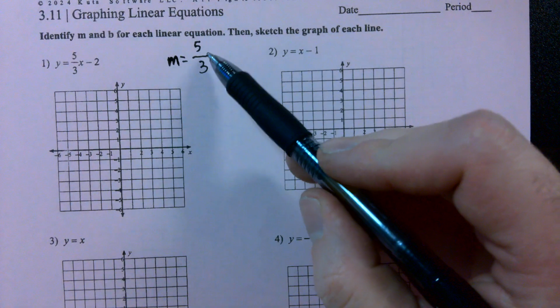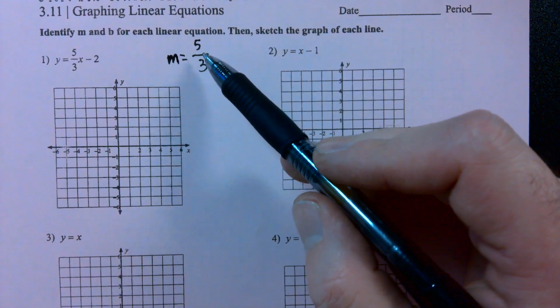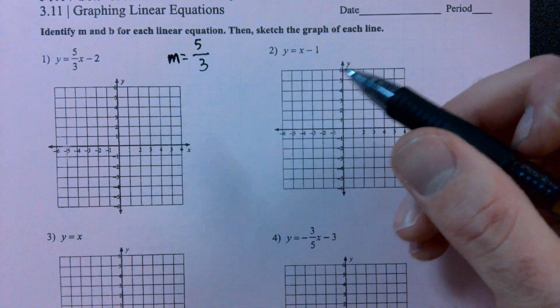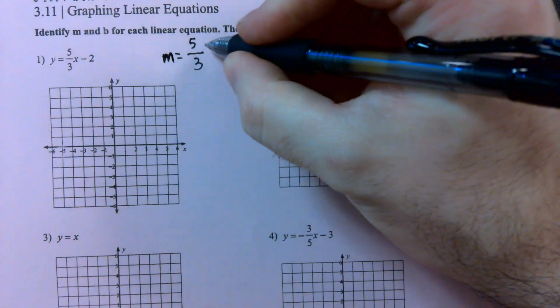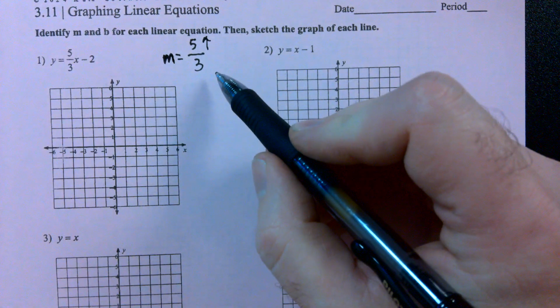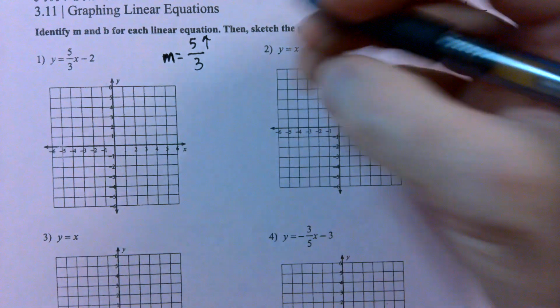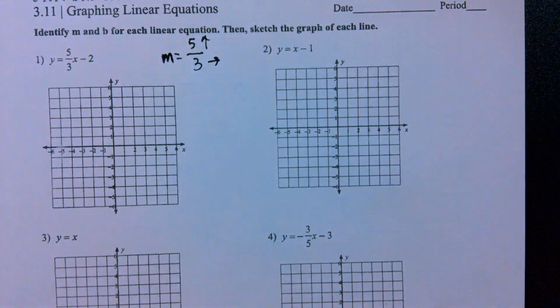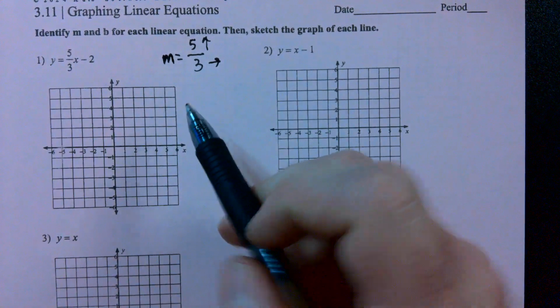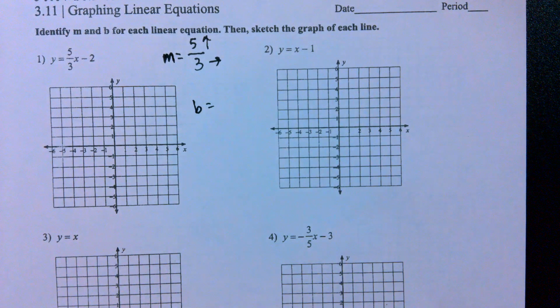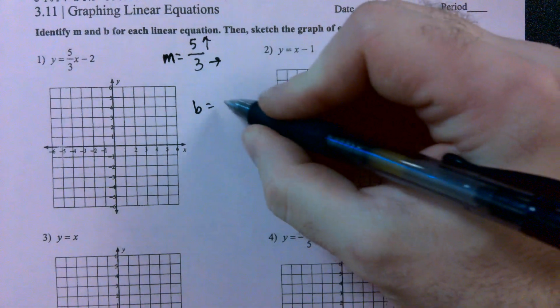So because my rise is positive, what direction will I rise? Up. For my run, I'm always going to run to the what? To the right. Everybody got that written down for number 1? What's my b value equal to in number 1? -2.